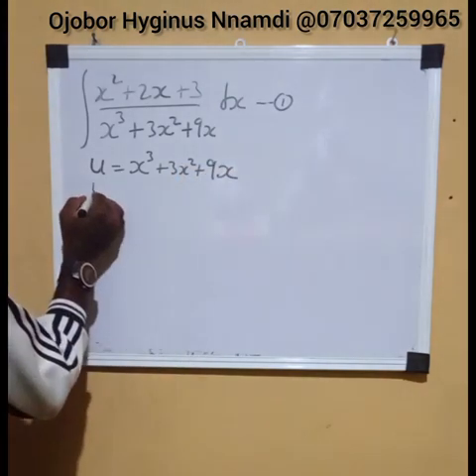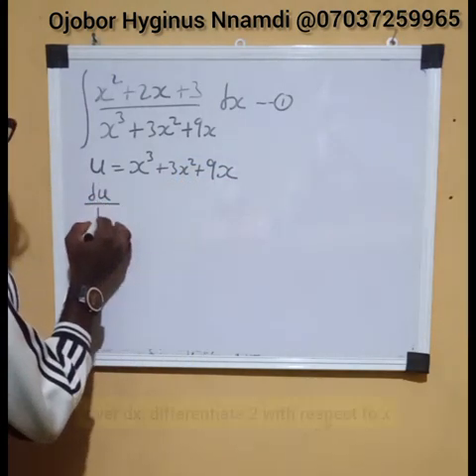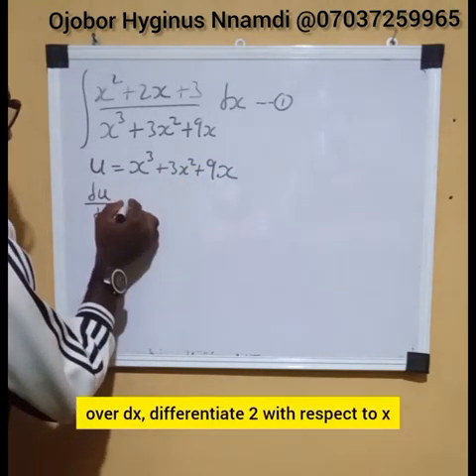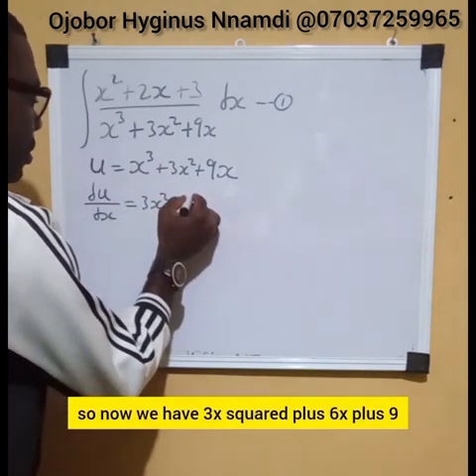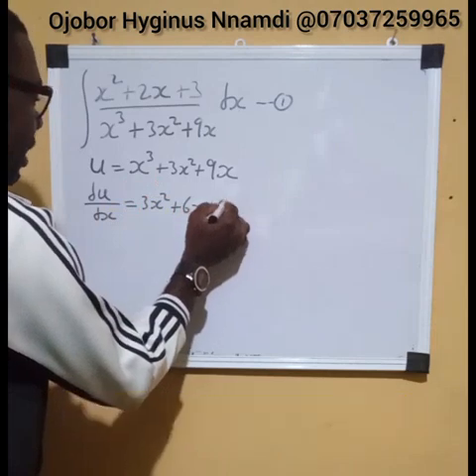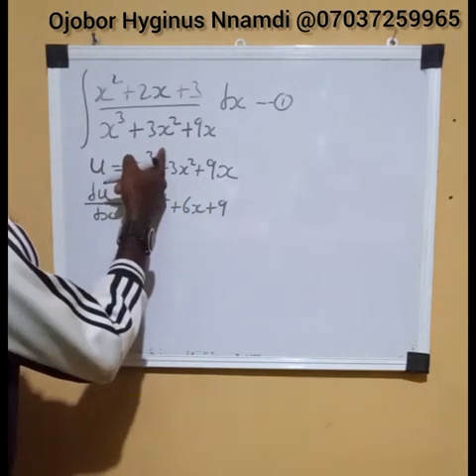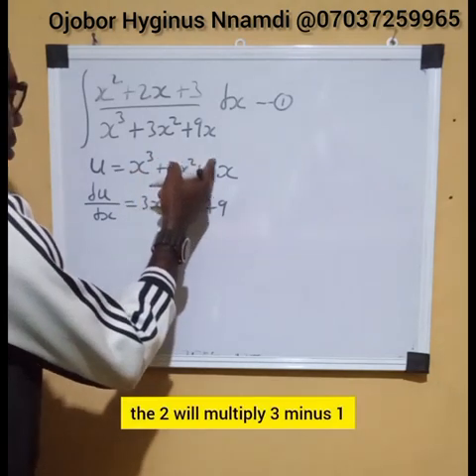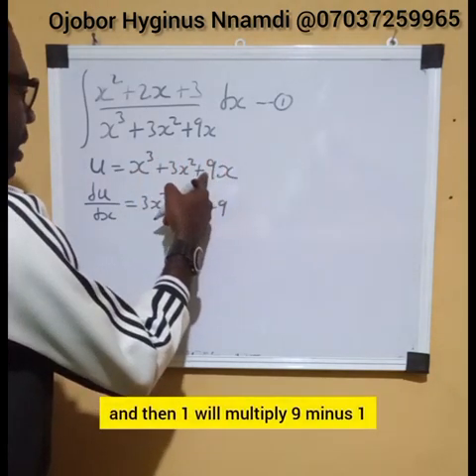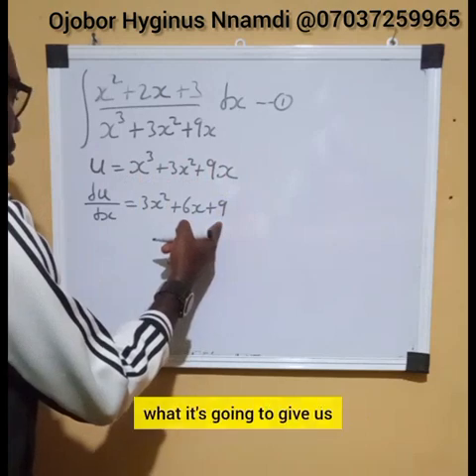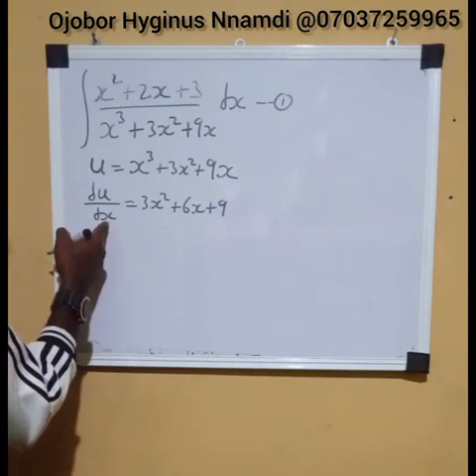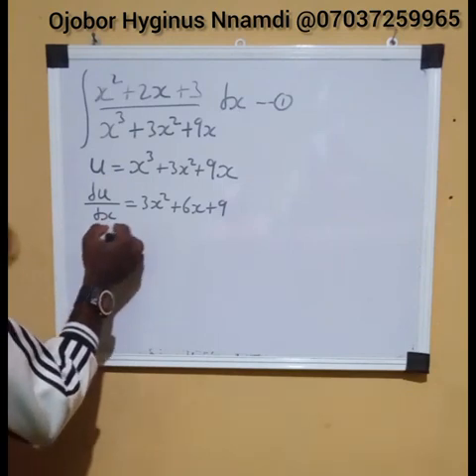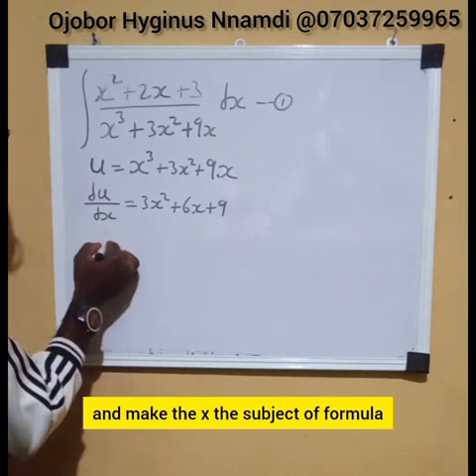Then we differentiate u with respect to x, so that du over dx is 3x squared plus 6x plus 9, because the 3 will multiply the 2 and then minus 1, the 2 will multiply 3 minus 1, and then 1 will multiply 9 minus 1. The next thing to do is to make dx the subject of the formula. We cross multiply and make dx the subject.